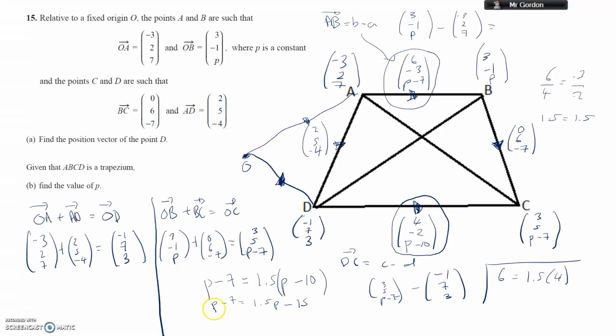Rearrange this. We're going to subtract 1p from both sides. So I'm going to get 0.5p that side. Let's add 15 to this side. So it's minus 7 add 15. It's going to give me 8. So 8 is equal to 0.5p, times both sides by 2, and you'll get 16 is equal to p. That's the value that we were looking for, and that should be the answer.